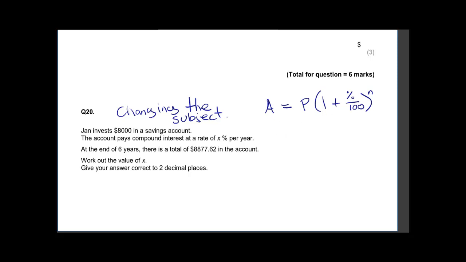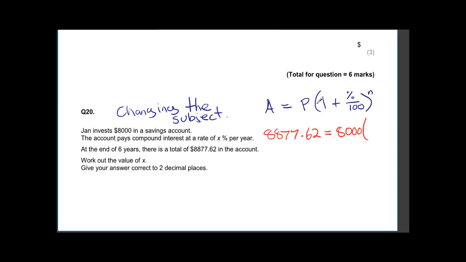Okay, so you fill in what you know. You're going to know everything here except one thing. Here we go. A is what? 8,877.62. If you cannot write this down, you don't deserve to be in the set you're in. You know what I mean? You're literally just filling in what's there. You know what P is? Yeah, 8,000.